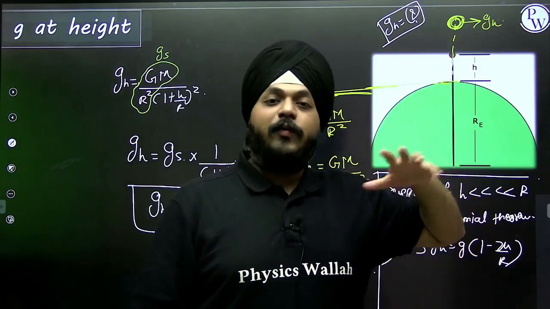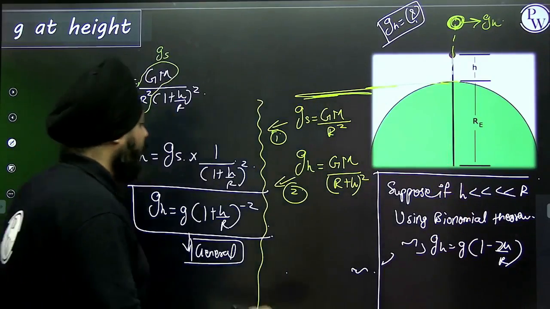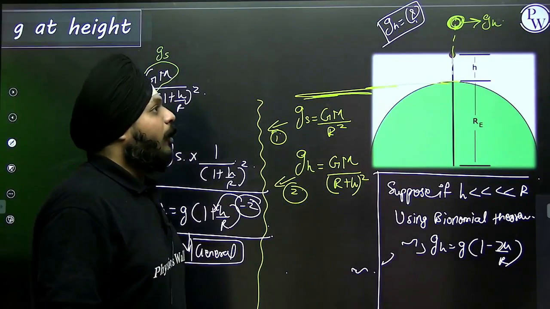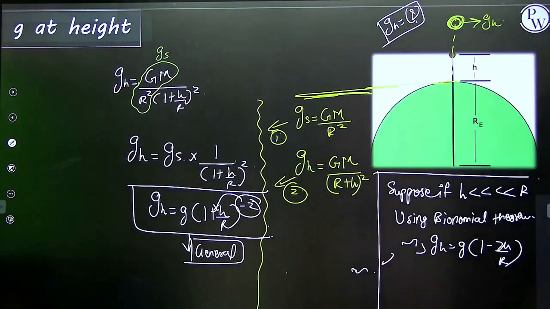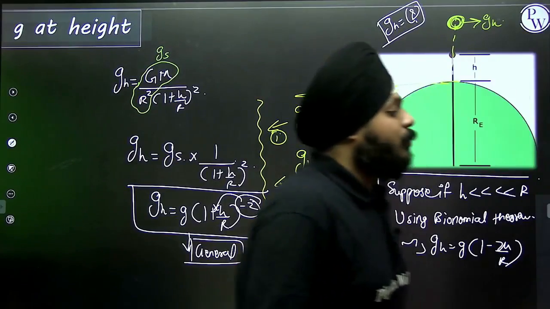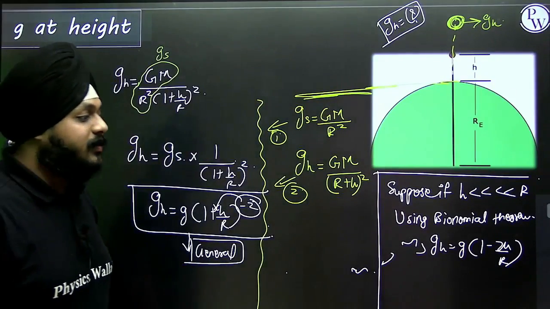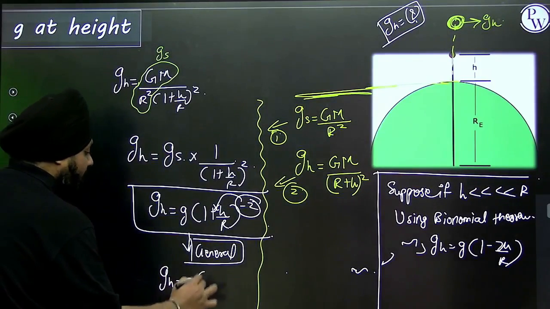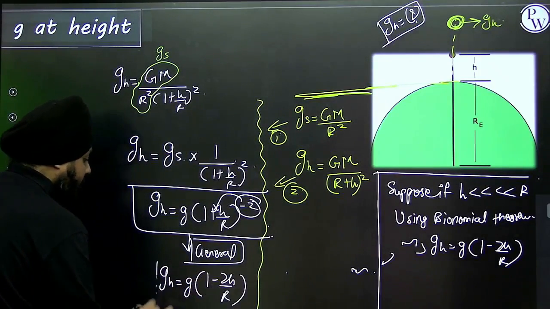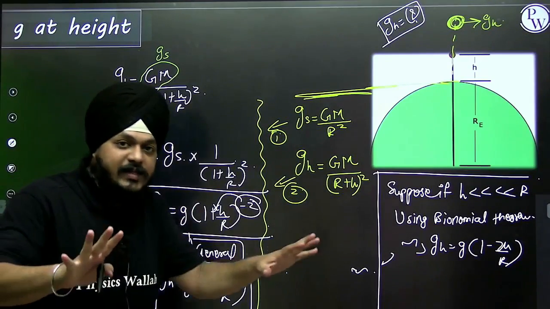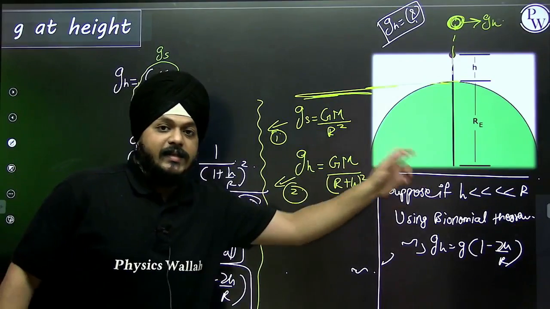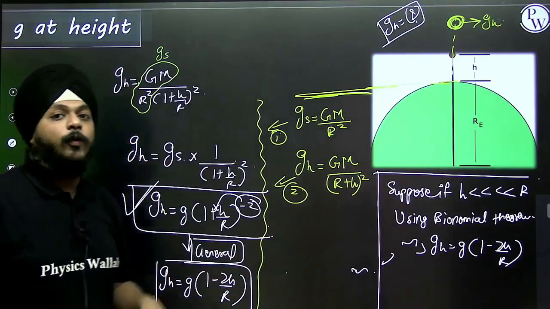And in physics, whenever you are using the binomial expansion, the simple thing you have to do is just multiply the factor in front and the case is resolved. So we have the second formula: g at height h is g into 1 minus 2h by R. Whenever nothing is mentioned in the question, we have to use the general formula. When h is less than R, we have to use this formula, simple thing.